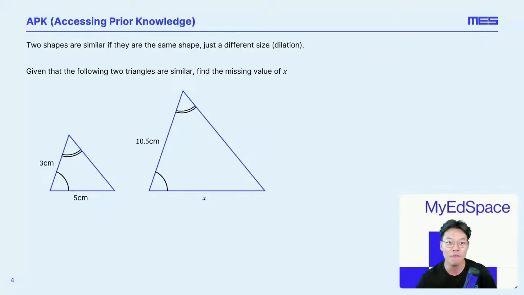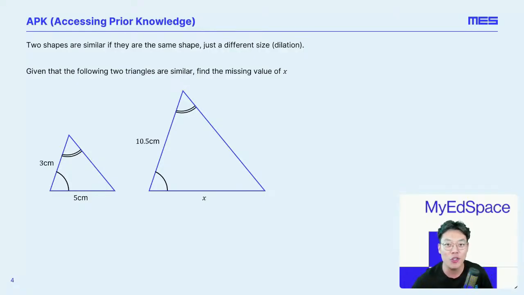So first off, two shapes are called similar if they are the same shape, just a different size. So this is also called dilation. We may have heard of dilation before in geometry class already, since you are probably about a month or maybe even a month and a half into your school year. You may have heard of this before already.